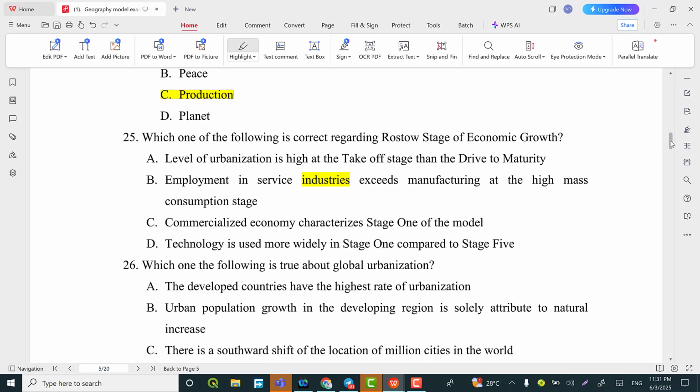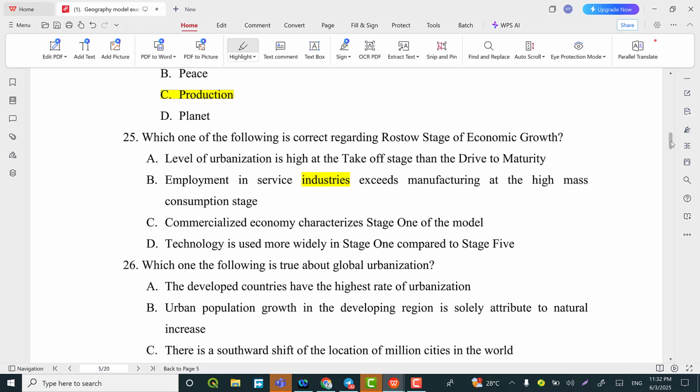Okay, question number 25. Which one of the following is correct regarding Rostow's stages of economic growth? Among the available options, which one is correct? A. Level of urbanization is higher at the takeoff stage than the drive to maturity? No. Within the takeoff stage, level of urbanization is not higher.